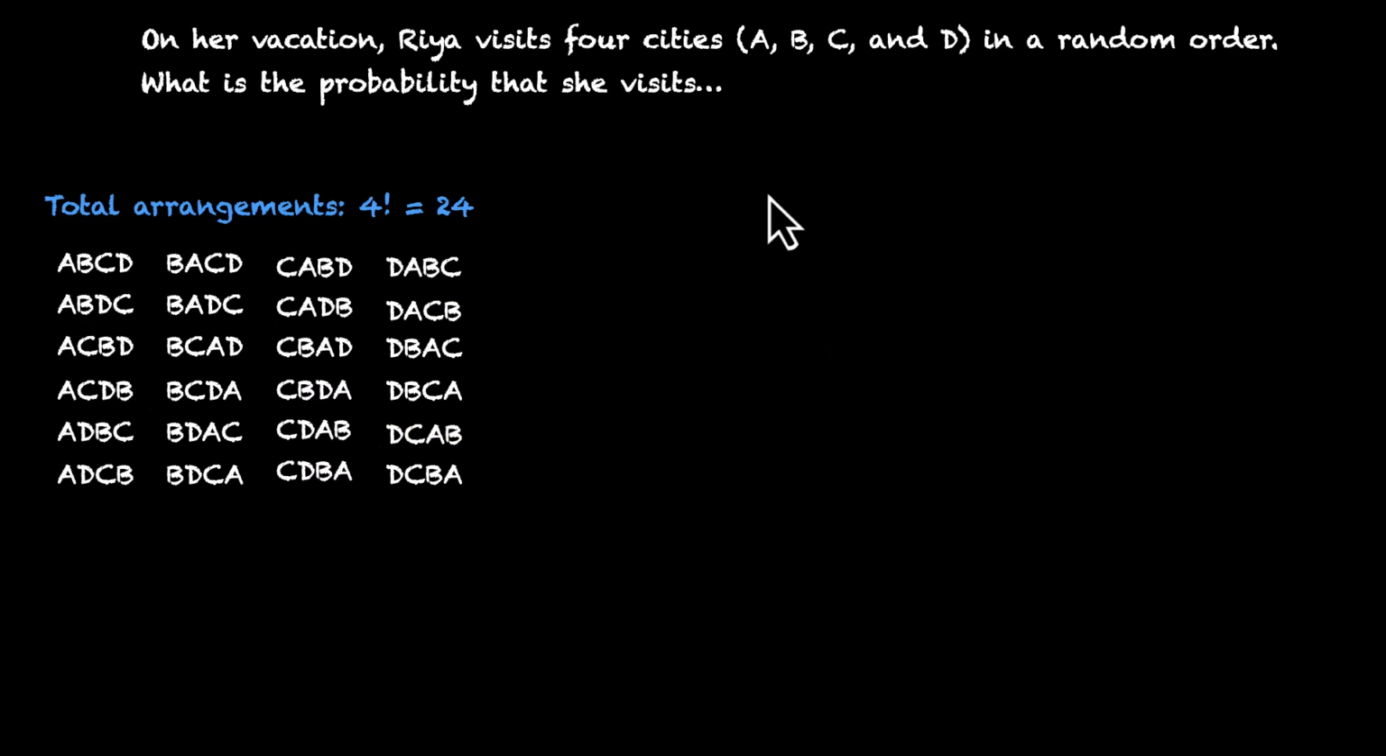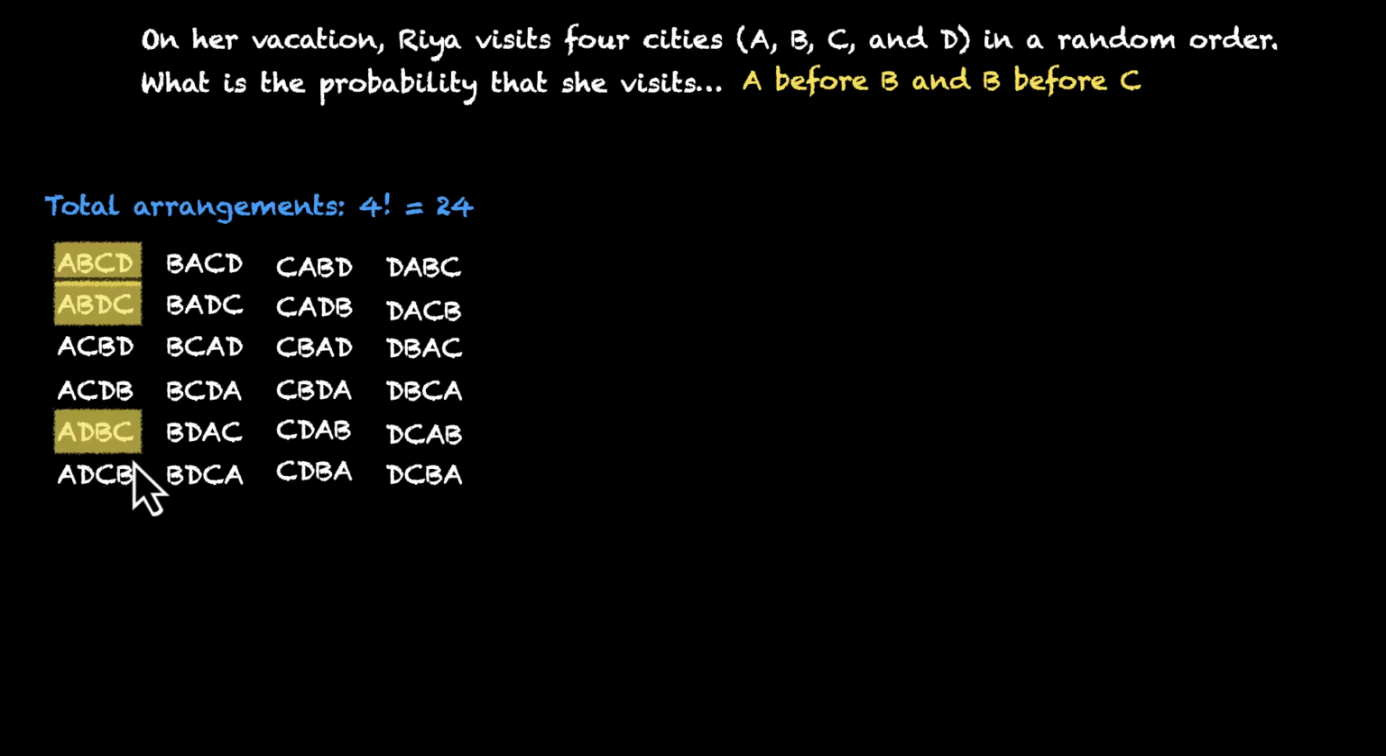Let's try more. Here's another scenario, A before B and B before C. Pause the video, try this out. Okay. First, let's manually check. A is before B and B is before C. So we'll take this one, A, B, C, D, that works. This one also works, A before B and C is last. So A, B, D, C, that works. Do we have more? Yes, this one, A, D, B, C.